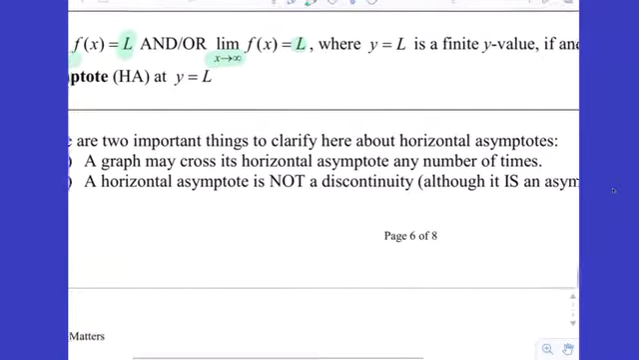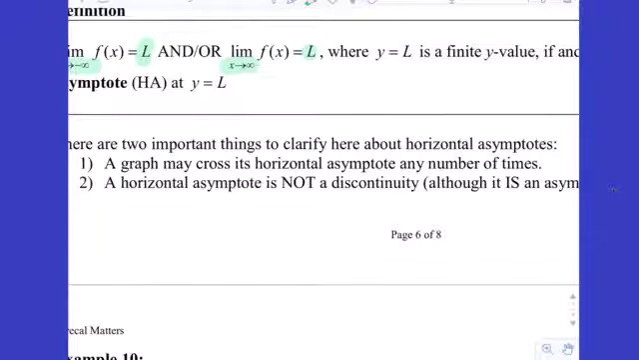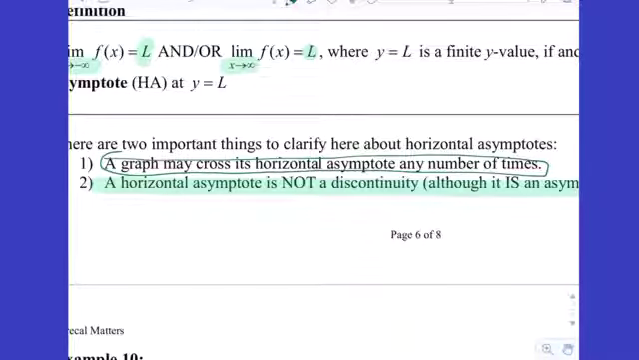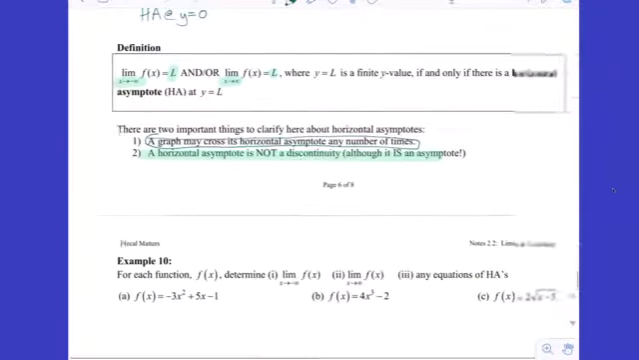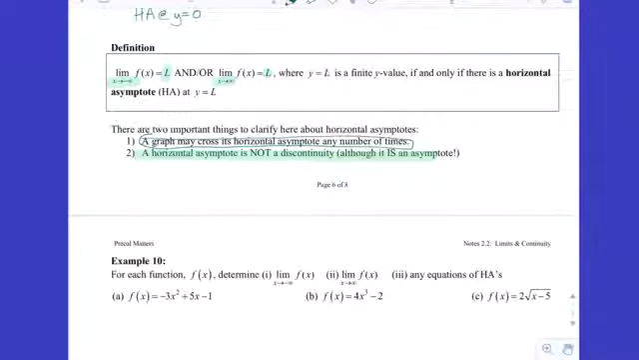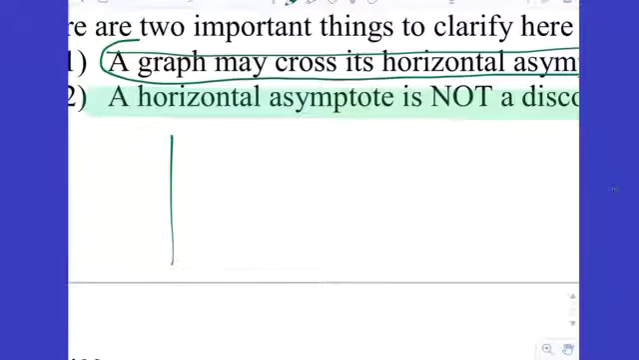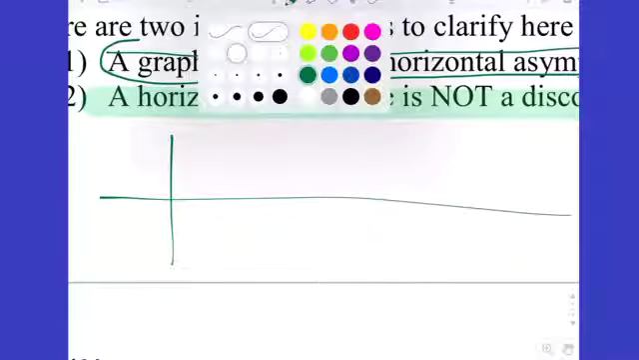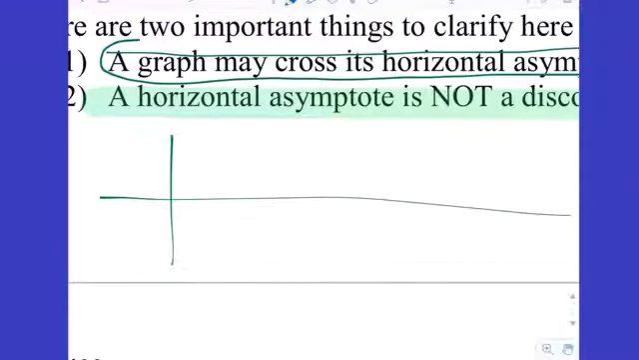All right, now 2 important things to clarify about horizontal asymptotes. First of all, a horizontal asymptote is not a discontinuity, as I've already mentioned. A horizontal asymptote then can be crossed. You can actually cross a horizontal asymptote, whereas a vertical asymptote you can't cross at all. Here's an example of a graph that crosses its horizontal asymptote. Something that looks like this.